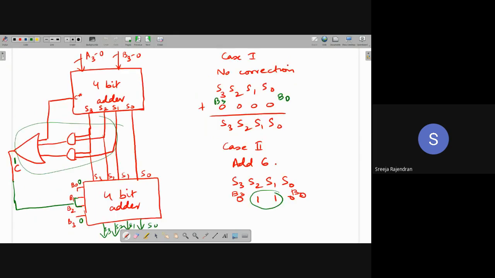5 bit, yes. This is a carry also. This will come as C. That is a C. Okay, final C, C out. This will be a C out also.